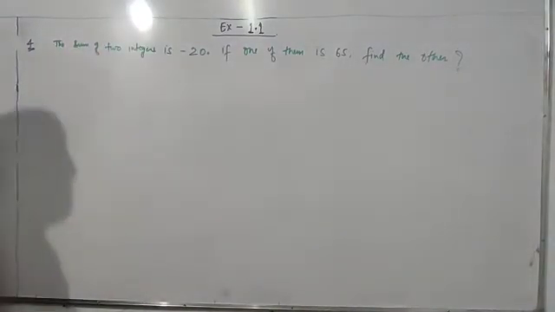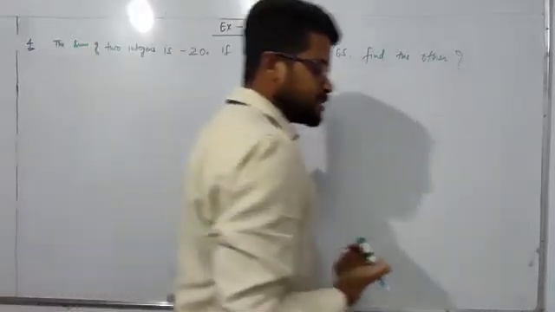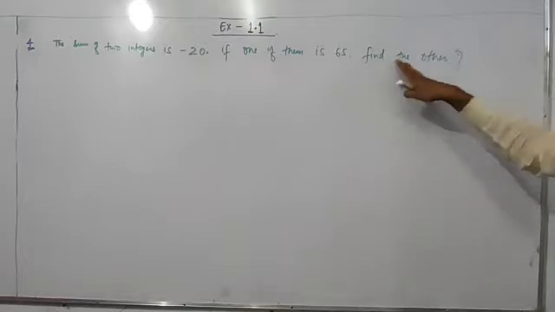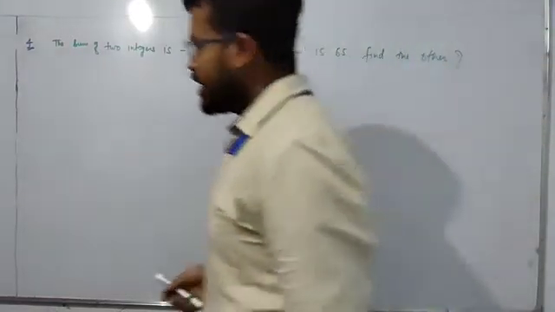Fourth question is: the sum of two integers is minus 20. Full stop. If one of them is 65, find the other.